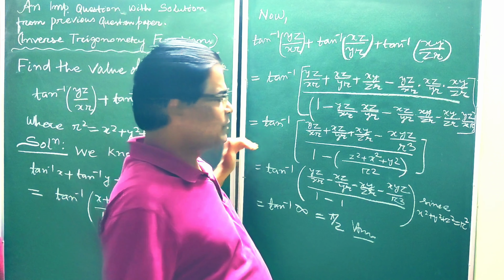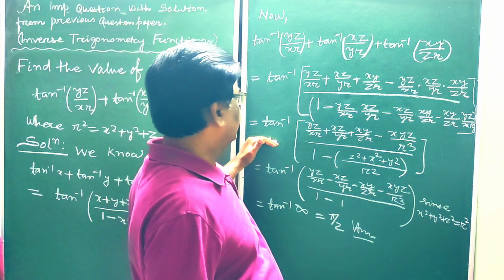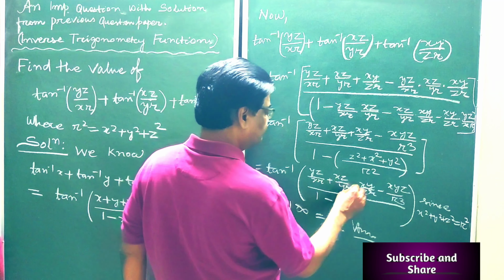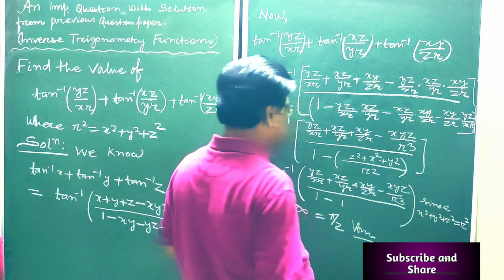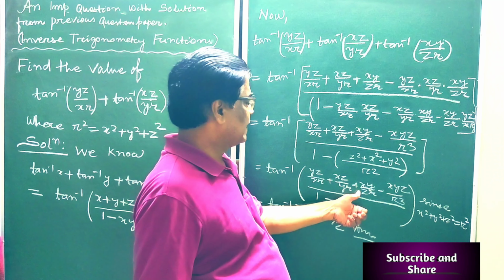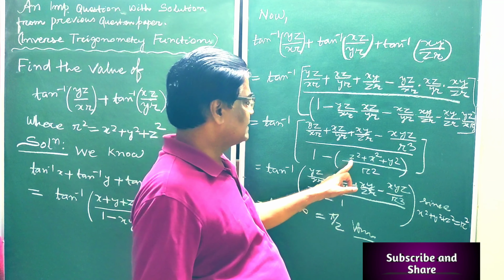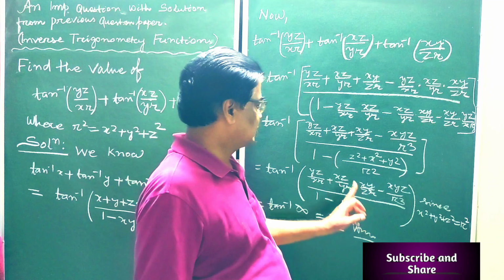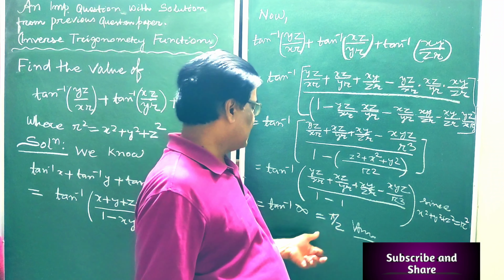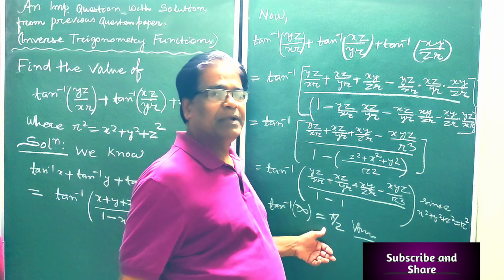After applying this formula and after simplification, we get tan inverse of yz by xr plus xz by yr plus xy by zr minus xyz by r cube, divided by 1 minus 1, because x square plus y square plus z square is equal to r square. So here r square by r square is equal to 1. 1 minus 1 is 0. So this is tan inverse infinity, which is equal to pi by 2.